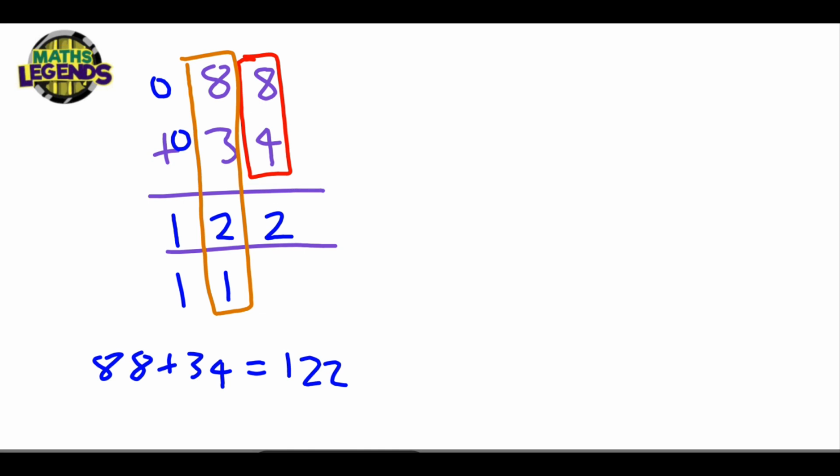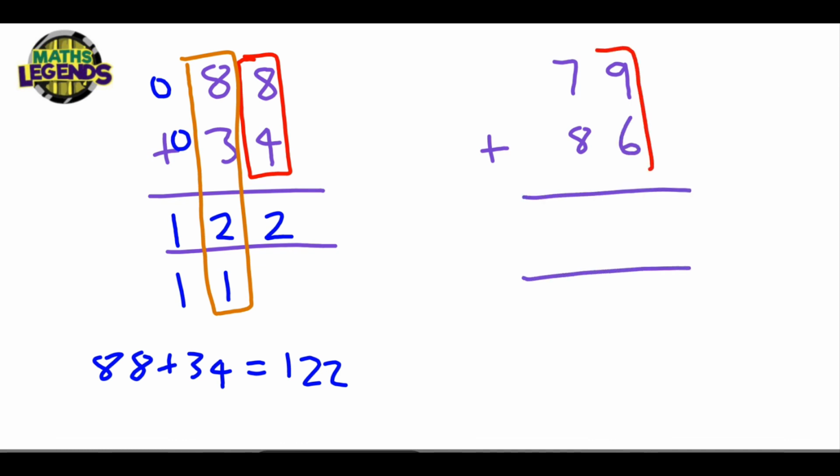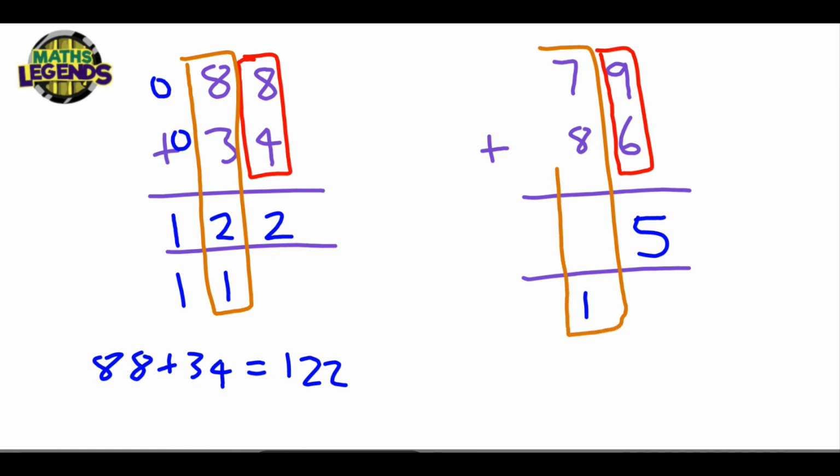Let's do one more: 79 plus 86. Again, starting with the right-hand side column, we do 9 add 6, which is 15. So we write the 5 over here and the 1 next to it. We look at the next column. So we say 7 add 8, which is 15, plus the 1 gives you 16, and then we put 6 there and 1 next to it.